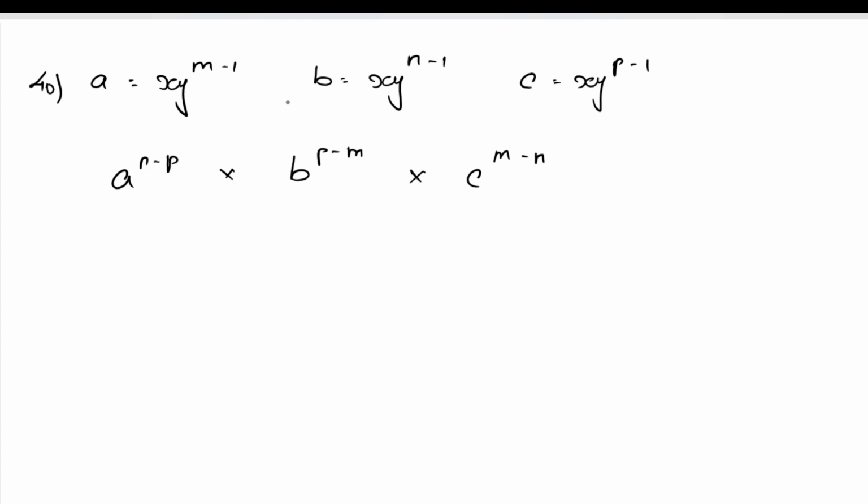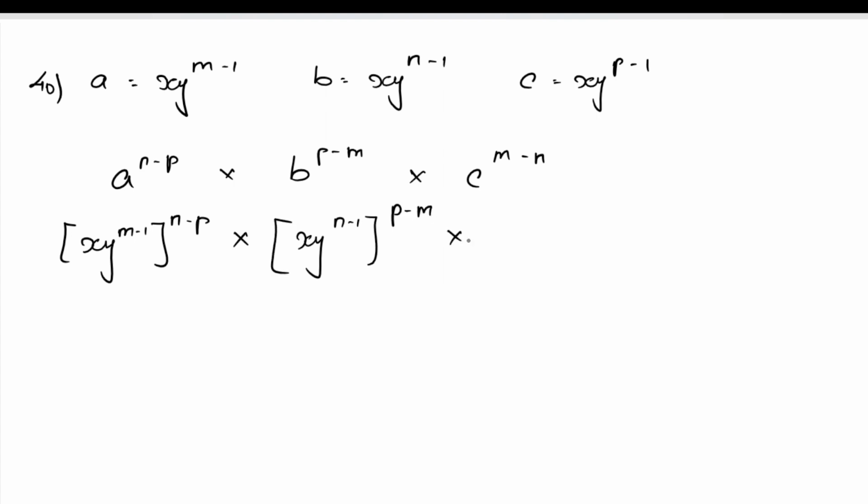So substitute the values for a, b and c here. So a is equal to xy to the power m minus 1 the whole to the power n minus p, into b is xy to the power n minus 1 the whole to the power p minus m, into c is xy to the power p minus 1 the whole to the power m minus n.